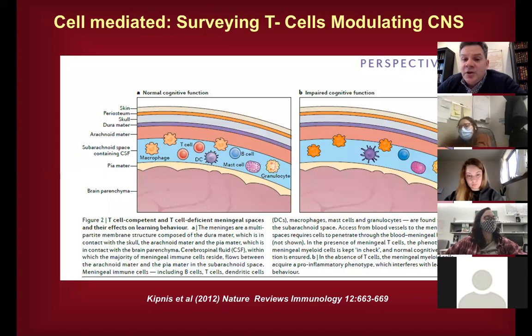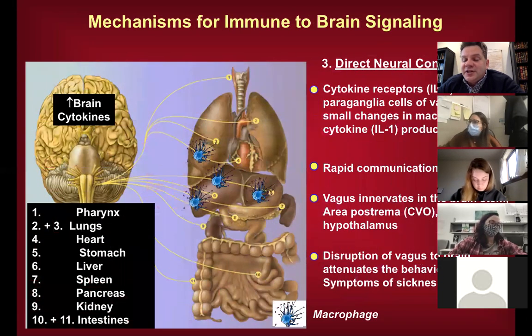But he's shown in his work that there's a normal sort of T cell surveying within the meninges. These T cells actually help with normal brain development and actually help with normal cognitive function. And when you start impairing the T cells or change the T cell profile, you get impaired cognitive function. So there's a couple different ways we see these cell-mediated responses. None of these things are necessarily negative. Inflammation isn't always bad.